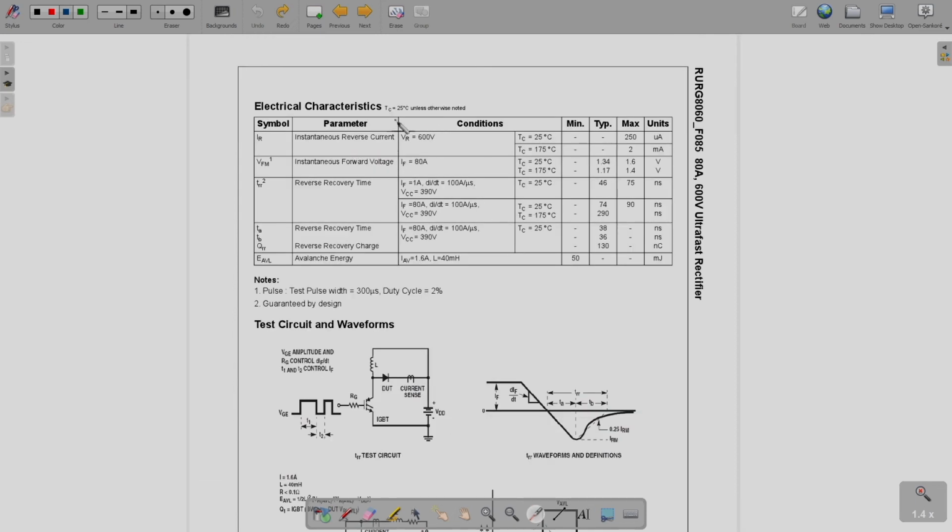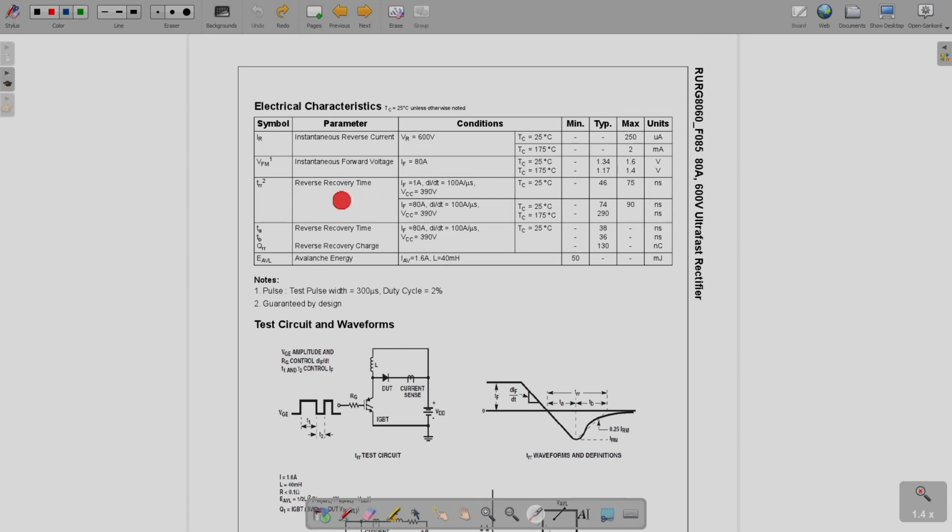Then next you see the electrical characteristics given. IR is given as the instantaneous reverse current. Basically that is the reverse leakage current, which is a very important specification. You can see here that this depends on the junction temperature; here it is given with respect to case temperature. So this becomes 2 milliampere at 175 degrees C, and it is 250 microampere at 25 degrees C. Then the instantaneous forward voltage is also given for two different temperatures.